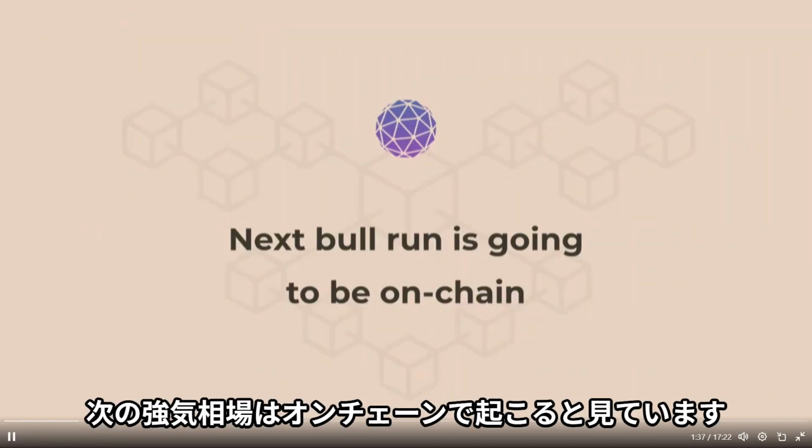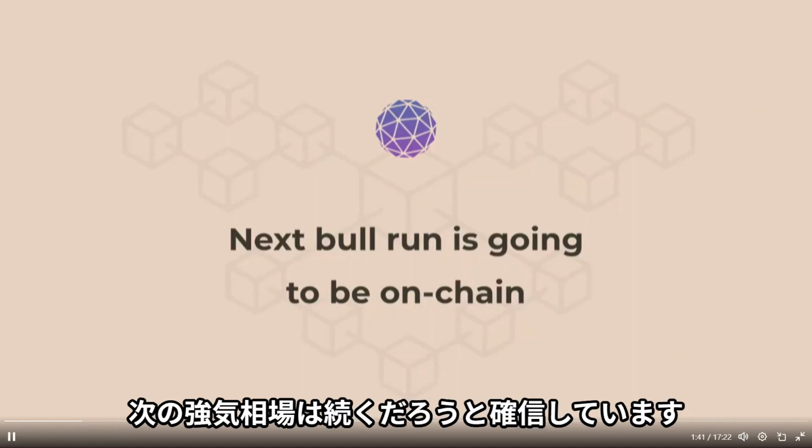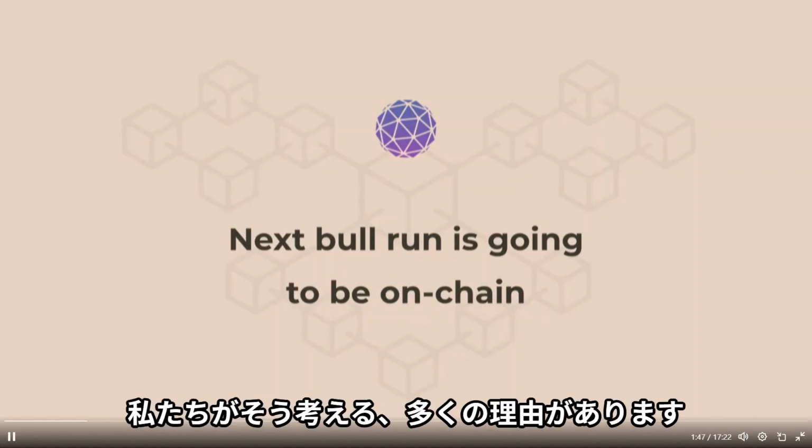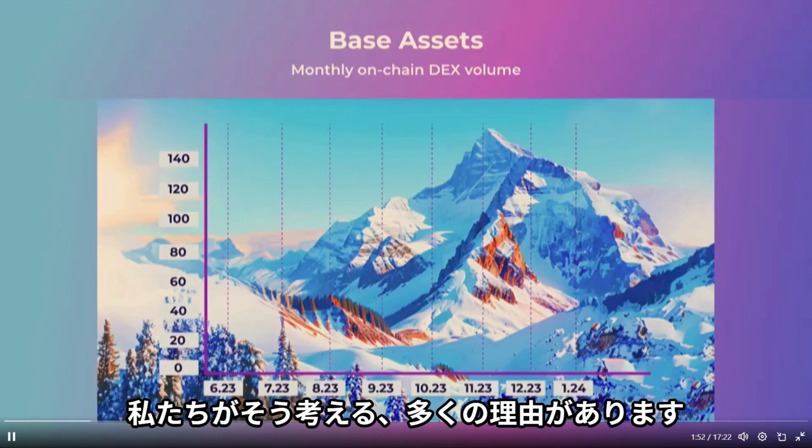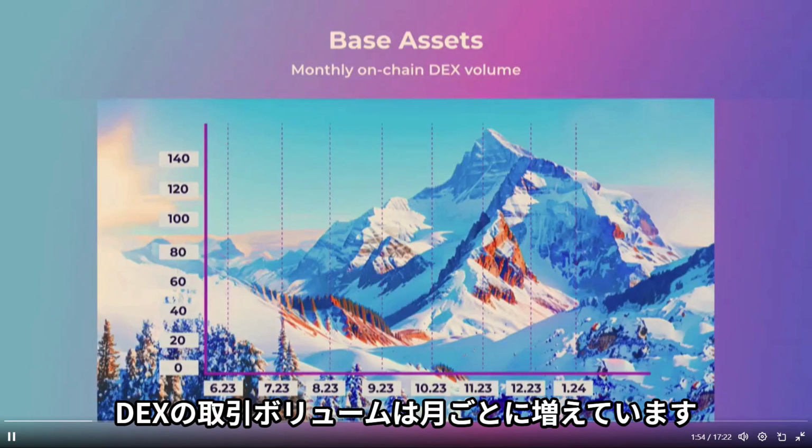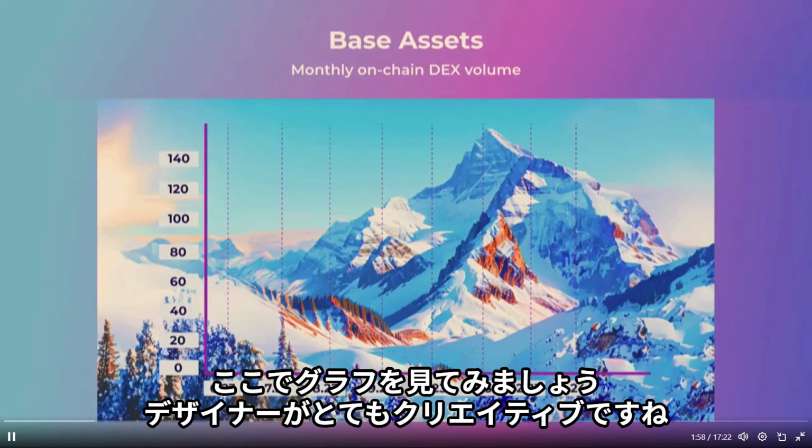And that got us to a place where we came back and started thinking about what's going on, where is it valuable. And one of the things that we have a very strong conviction on is that the next bull market is going to be on-chain. This is something we strongly believe in. And there are many reasons why we think that. One, we do see month-to-month growth in DEX volumes.